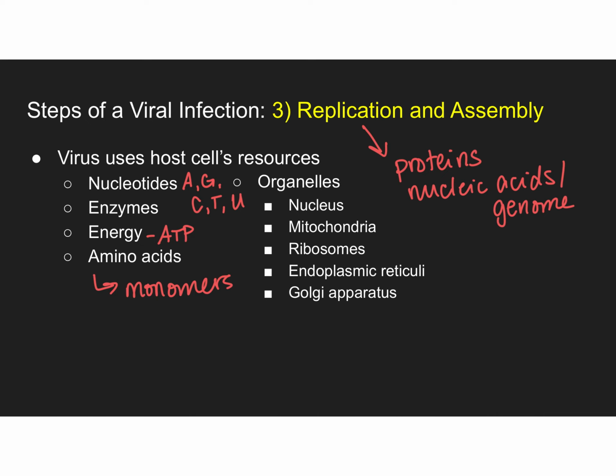So for example, the mitochondria, it's going to use to make ATP. The ribosomes, it's going to use to make proteins and enzymes. And then the endoplasmic reticulum and the Golgi apparatus are also involved in making and packaging those proteins.